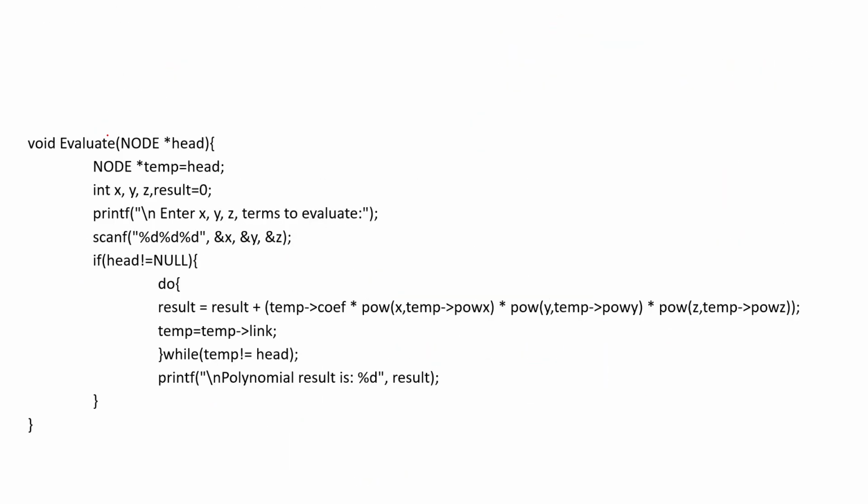The next part of the question is to evaluate. A particular term is given, you have to evaluate it. So you will be inputting the values for x, y, z. If head is not null, what to do? You have to raise that power. Simple function only. Like a term is 6 x square, y square, and z if given. X value is 2, y value is 2, and z value is 5.